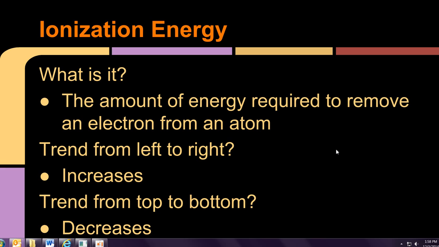As we move from left to right on the periodic table, the ionization energy is going to increase, which means it's going to take more and more energy as you move to the right-hand side of the periodic table to try to remove an electron from an atom. As you go from the top to the bottom of the periodic table, it's going to decrease, which means it's going to take less energy to remove an electron from an atom. So an element on the bottom of the periodic table is going to require less energy to remove an electron than an element on the top of the periodic table.